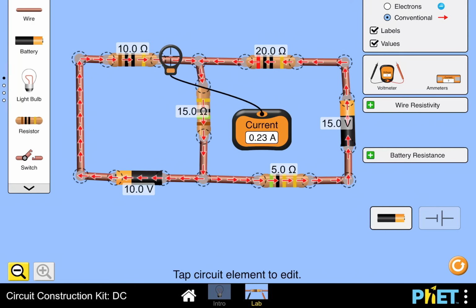So using this simulation, you should be able to double check your answer.